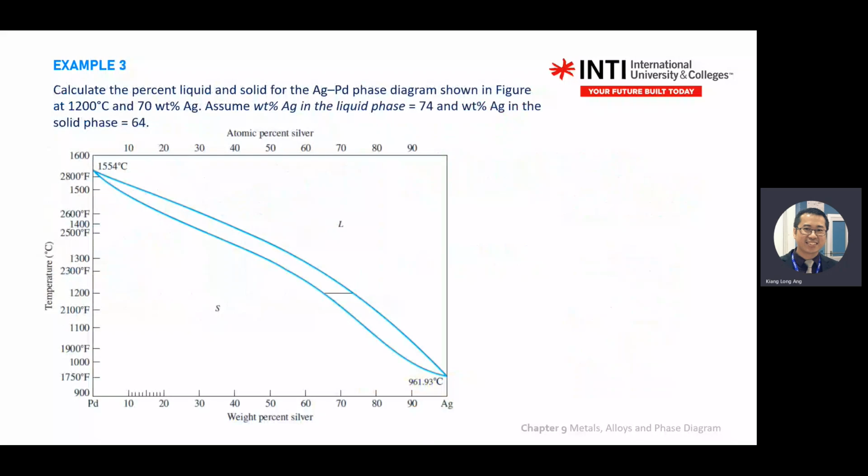Calculate the percentage of liquid and solid of the AgPd phase diagram at 1200 degrees C and 70% Ag. Assume the percentage of Ag in the liquid phase is 74 and in the solid phase is 64. We want you to find the percentage of liquid phase.